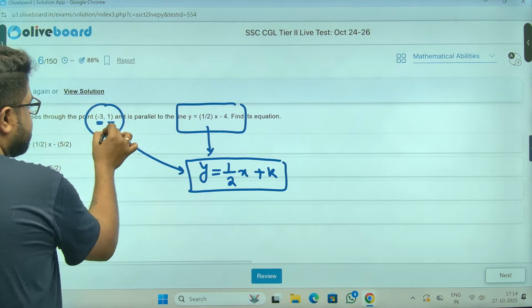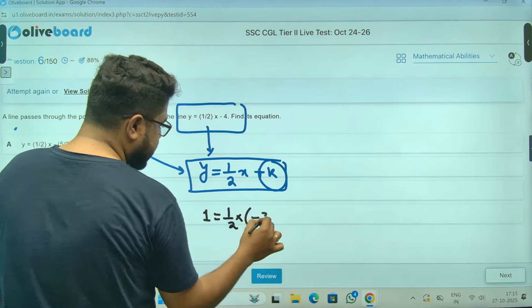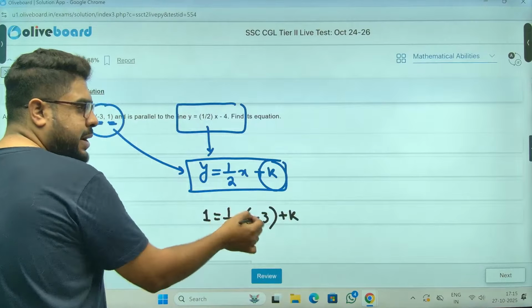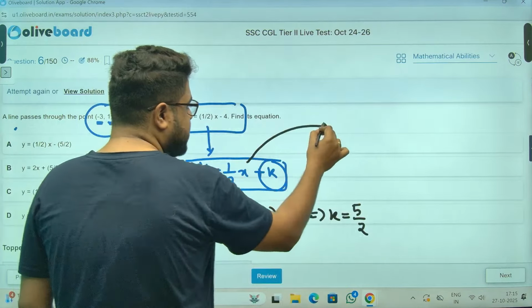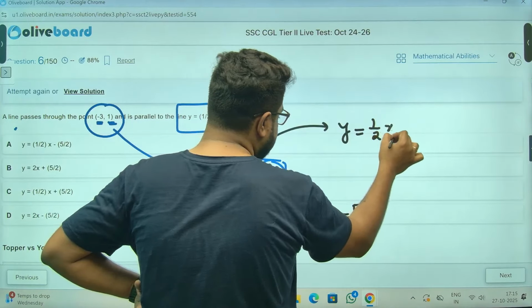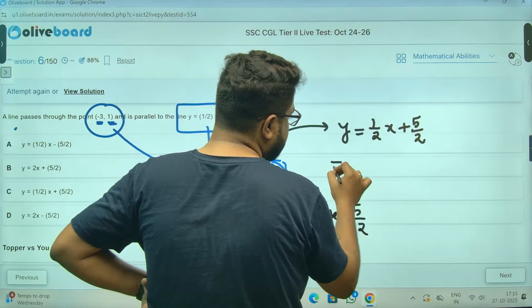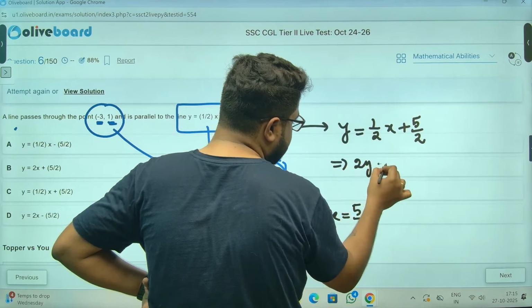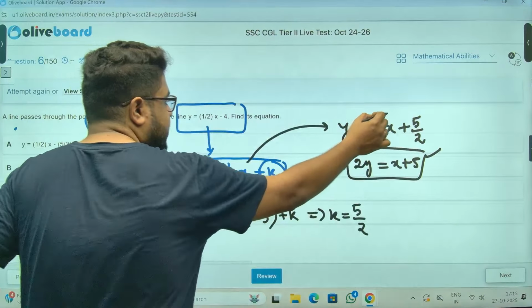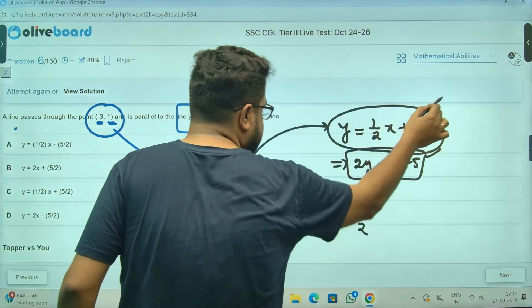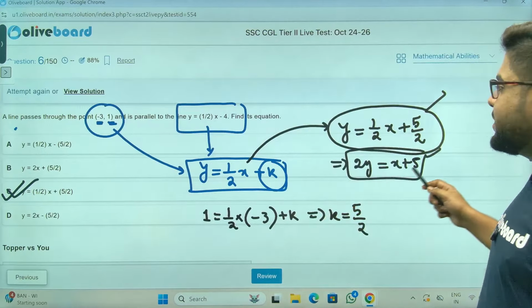So if I do that, y is 1, equal to 1 by 2 into minus 3 plus K. So this is 3 by 2, that side. So this K will become 5 by 2, sir. So the equation actually becomes y equal to 1 by 2x plus 5 divided by 2. So this becomes 2y equal to x plus 5. Check the options. 2y equal to... oh my god, sir, there was no need to do this much. This was the answer already given in option number 3, you see.